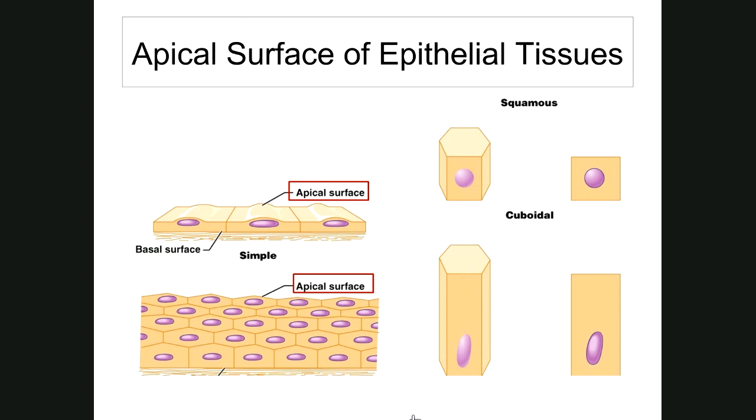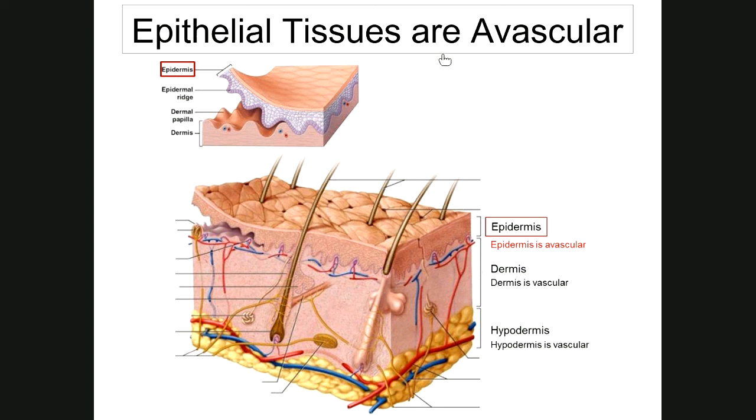All epithelial tissues are avascular, without blood vessels, and nutrients must diffuse, or water must osmose, from the underlying vascularized tissues through the epithelium. So you can see down here below the epithelium, epidermis is avascular, but below it, the dermis, you see capillaries in there. It is vascular, and even below that, there are blood vessels, but not in the epidermis.